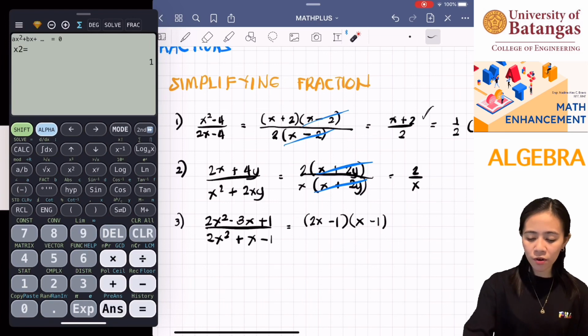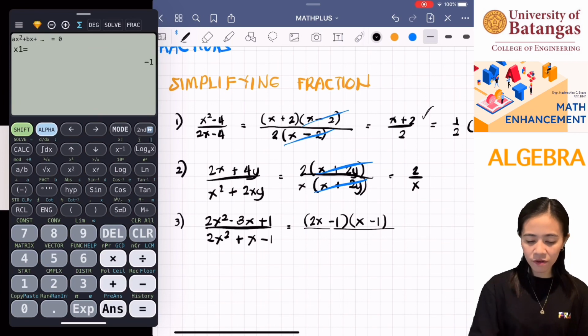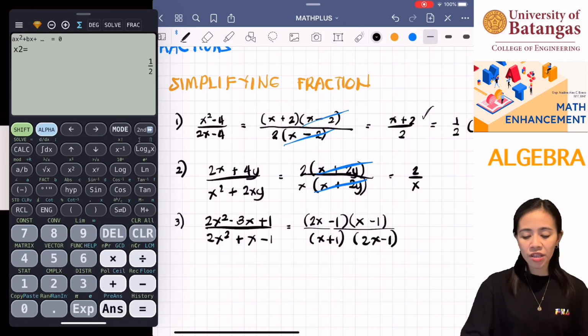Okay? Doing that for the denominator as well, pwede tayo mag-calculator na lang doon. You have 2, 1, negative 1. So, that gives us yun. X equal to negative 1. So, you transpose that. That would be x plus 1. And then the other one is 1/2 ulit. So, ganun ulit. You'll get 2x minus 1 ulit as another factor.